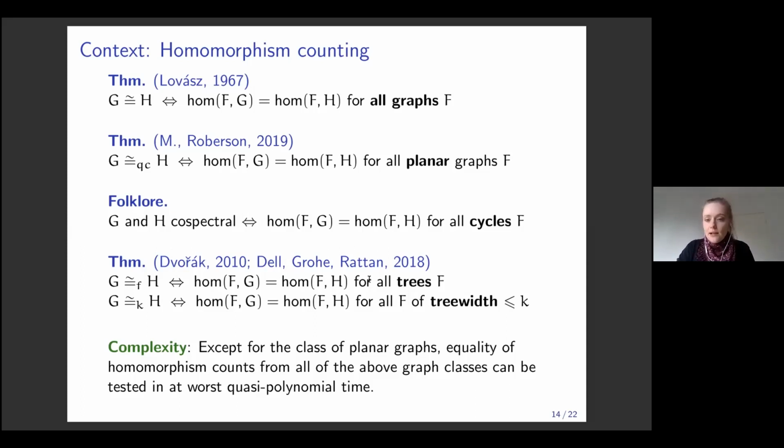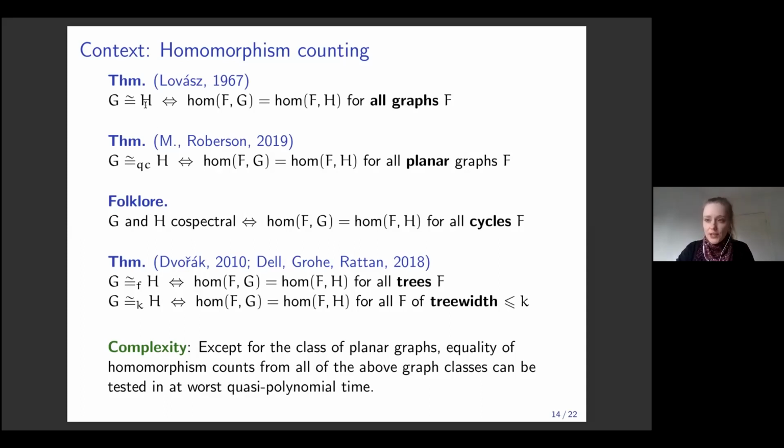Now, Dell, Grohe, and Rattan, in this paper where they show these two relations, also asked, oh, what happens if you are counting the number of homomorphisms from the class of planar graphs? And I don't think that they expected that the answer is going to be quantum isomorphism. I don't think they knew what quantum isomorphism is. And also they asked about the complexity. What's the complexity of testing equality of these homomorphism counts for the case of planar graphs?